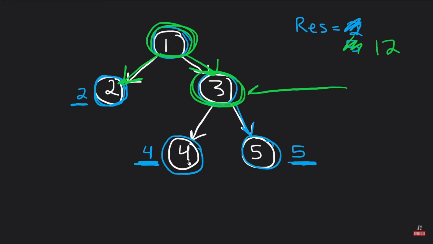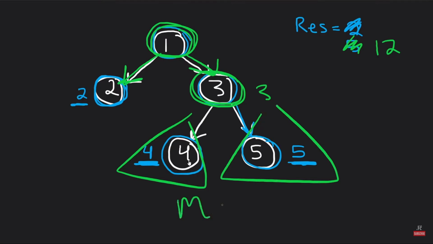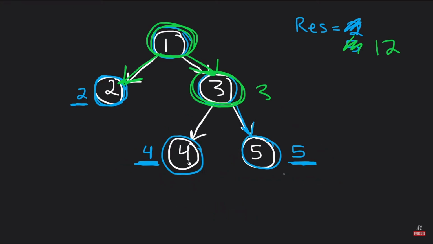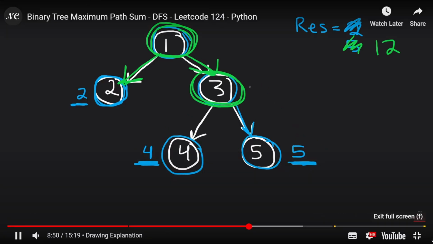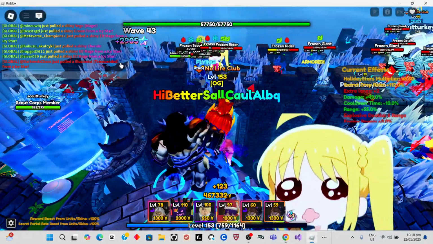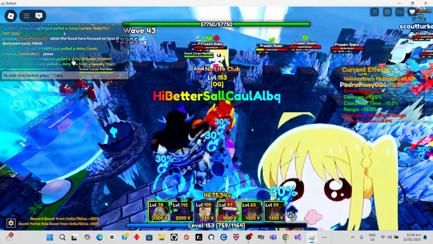Well, I can take this 3 and add it, but then I have to look at my left subtree and my right subtree and take the max of both of these, right? I have to take the max of them. I can't choose both, so I have to choose one of them. I'm going to take the maximum, which is going to be 5. So I'm going to say 3 plus 8, that's going to be the value that we return.